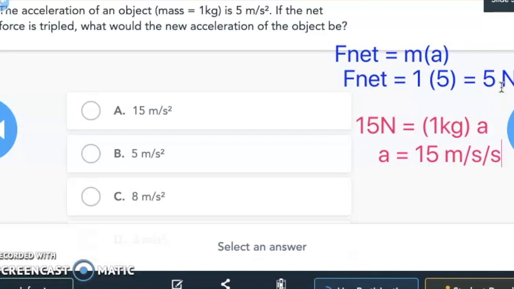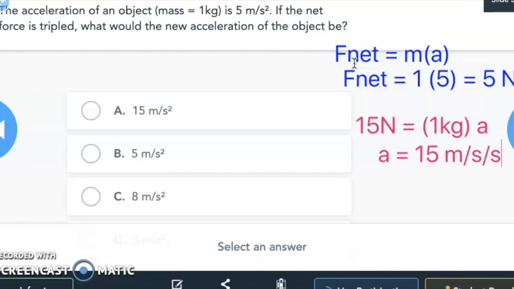Or you can use the relationship that exists between mass and force. Mass and force are directly related to one another, meaning that if you increase the net force by a certain amount, then the acceleration also increases by the same amount. So if you triple the force, then you're tripling the acceleration as well. If you were to reduce the force, let's say we made the force 3 times smaller, then you would do 5 divided by 3. It would be 3 times smaller than it is right now. So that is how force and acceleration are related.